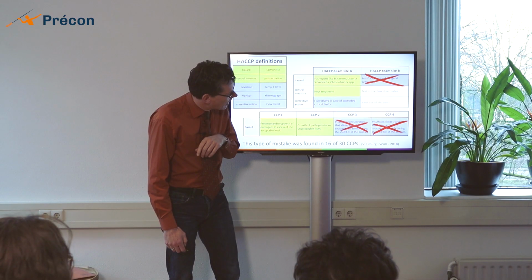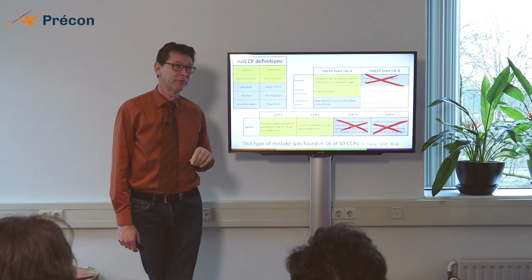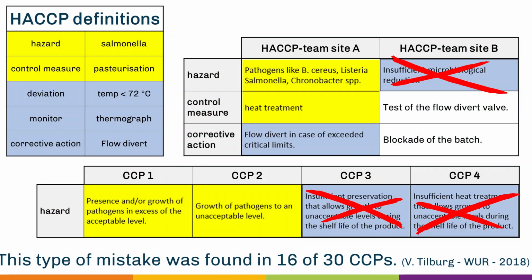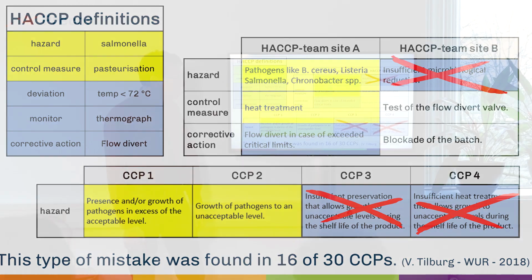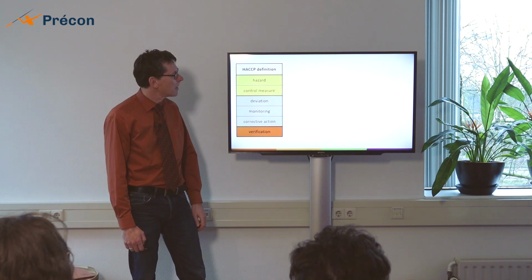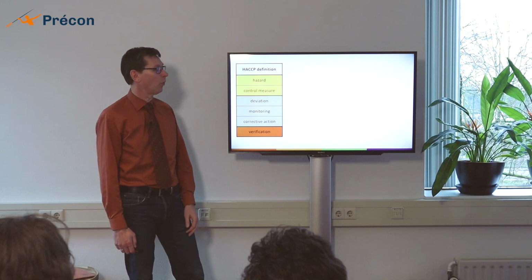We did some research on these mistakes, and we did research at 30 CCPs, and we found in more than half of the cases this type of mistake. And this is in the Netherlands in 2018 it was. Yeah, it was research done by Victor Tilburg at Wageningen University. So that's pretty shocking actually. Now, how should we deal with these kind of mistakes? We got to understand this primary, secondary and tertiary level of control.